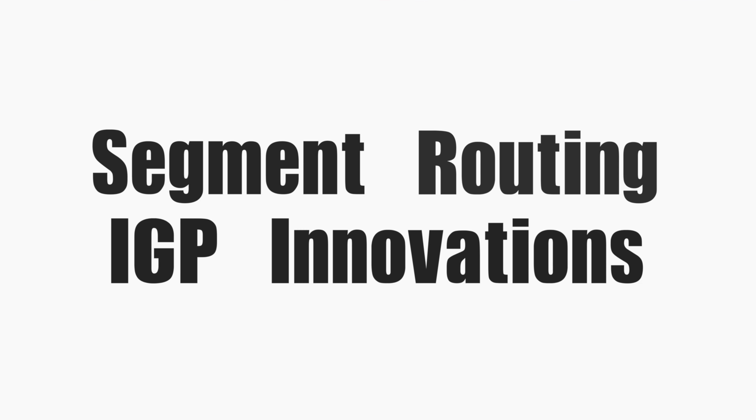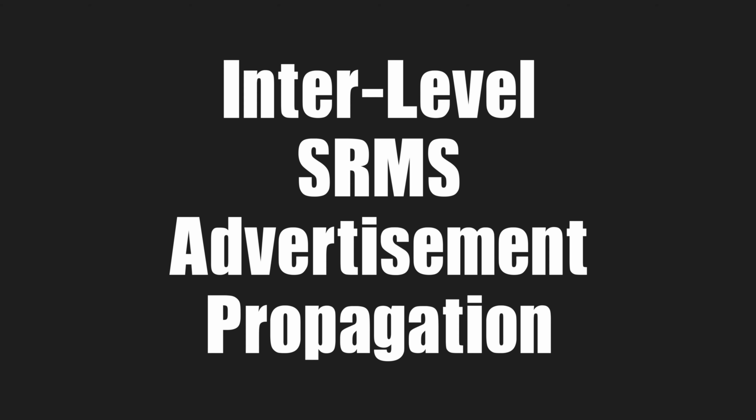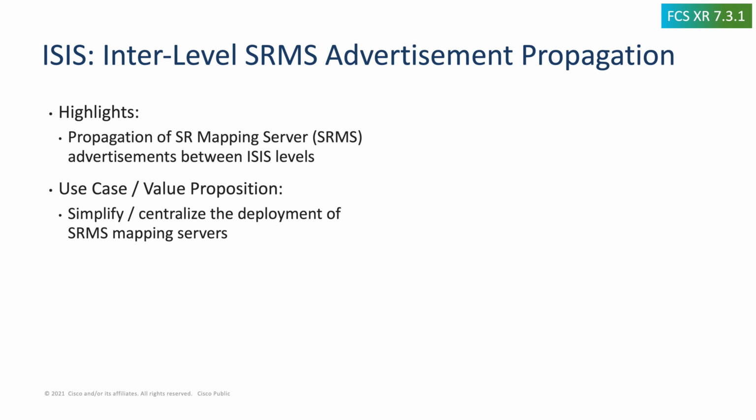Okay, now on to our last ISIS feature in IOS XR 7.3.1. It is what we call inter-level SRMS advertisement propagation. For those of you who recall the important role of the SRMS, the SR mapping server is used for cases where we need to do interworking between SR and LDP, label distribution protocols. The SR mapping server is a control function that advertises segment routing labels for LDP-only destinations. It is a function that lives in the control plane. It advertises that mapping from a prefix to a segment routing label.